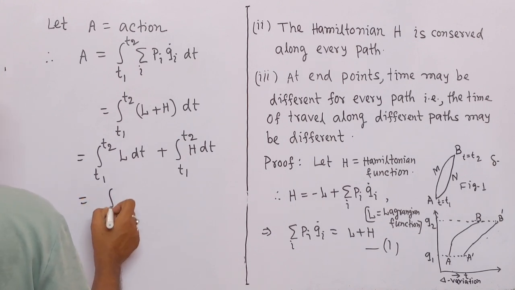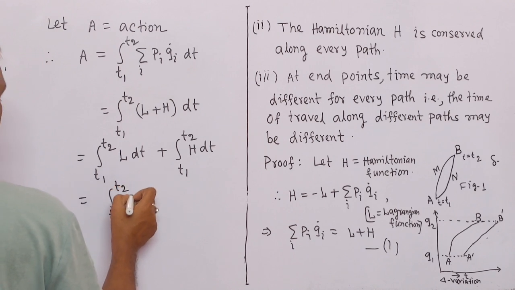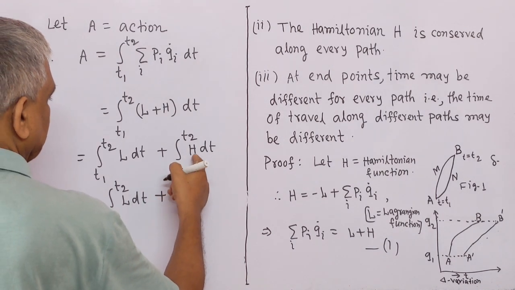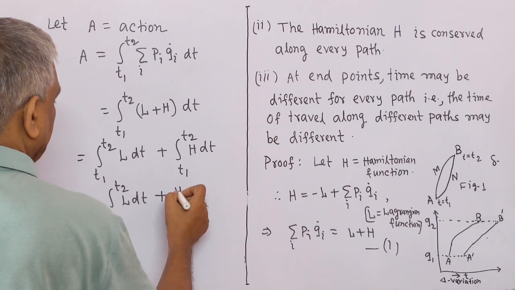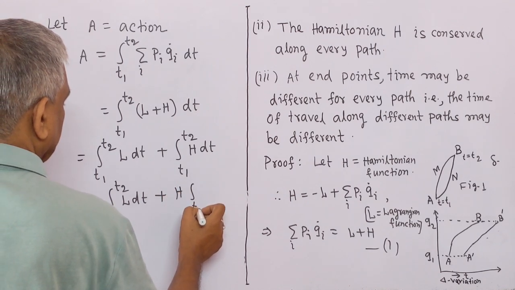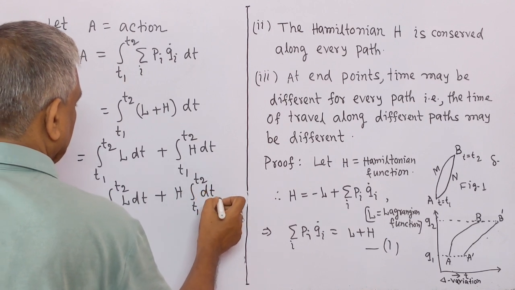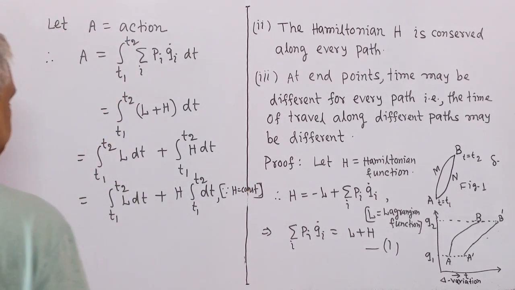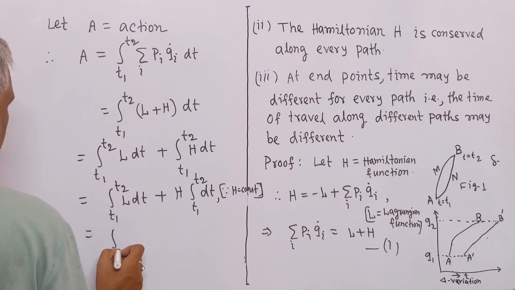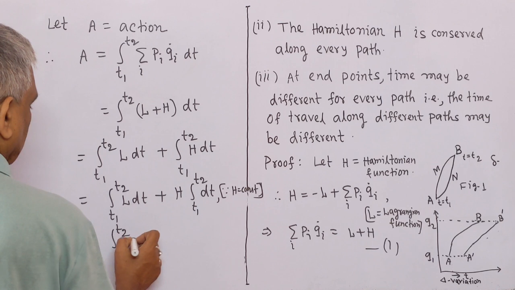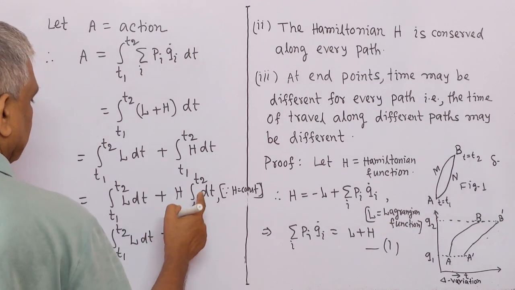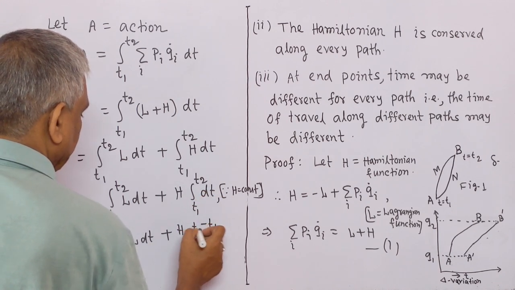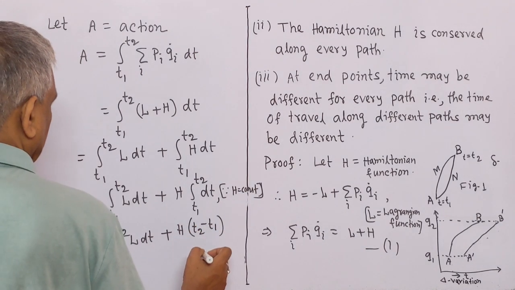This is equal to the integration from t1 to t2 of L dt plus, since H is conserved, that is H is constant, we may take it outside of the integration, the integration from limit t1 to t2 of dt, since H equal to constant. This equals the integration from t1 to t2 of L dt plus H, and the integration of dt is t, that is, t2 minus t1. This is number 2.